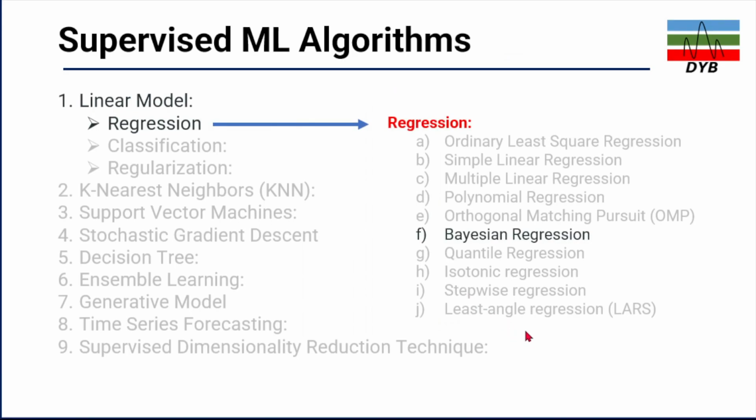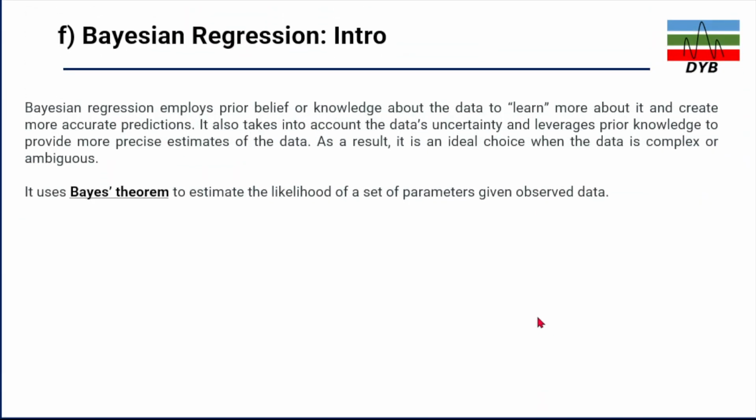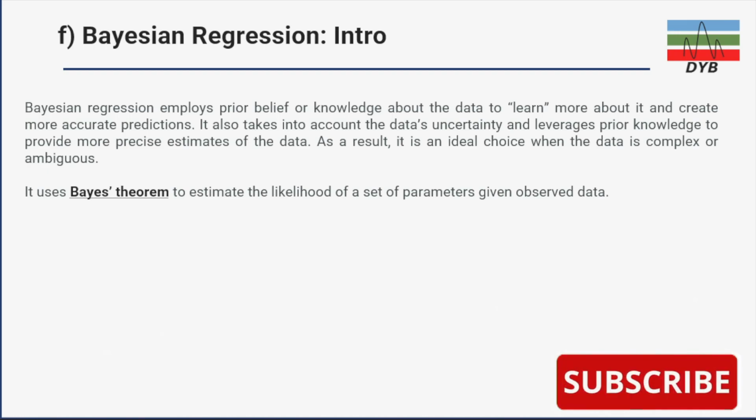So the sixth type of regression analysis is Bayesian regression, which is one of the more important regression analyses. So let's look at what Bayesian regression is. Bayesian regression implies using prior belief or knowledge about the data to learn more about it and create more accurate predictions. It's having the experiences from before, and whatever our machine has learned from the previous information, it will use that information and try to predict your results.